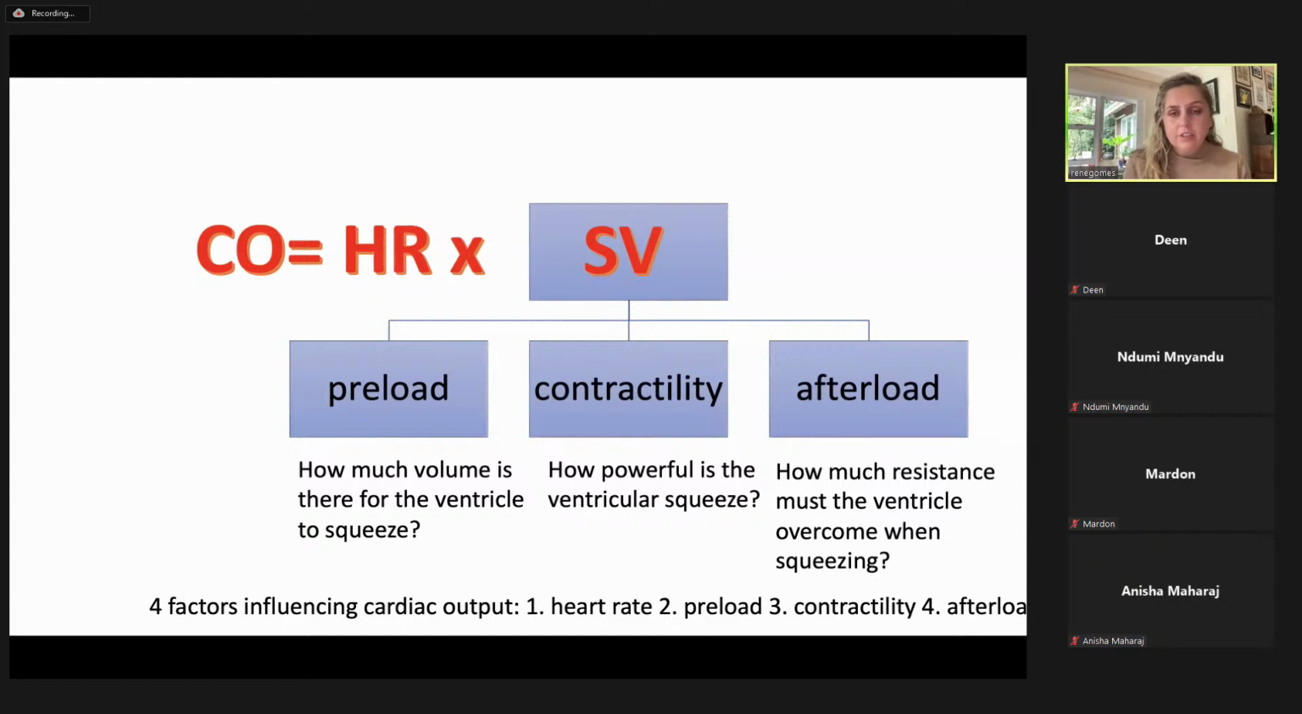And of course, in the ICU setting, we might influence this even more with inotropes. All right. The last factor that influences stroke volume is afterload. And this one is quite special because if we increase our preload, we should get more stroke volume. If we increase our contractility, we should get more stroke volume. But afterload, if we increase it, we get less stroke volume. So we say it is inversely proportional. And what is afterload? It's how much resistance the ventricle must overcome when it squeezes.